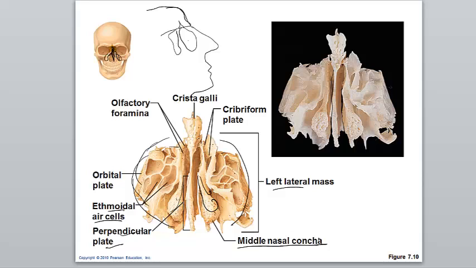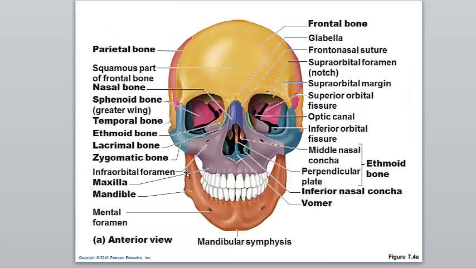You have your middle nasal conchae and you have your superior nasal conchae as well. So you have all those structures in your ethmoid bone. Let's look at them in anterior view and you'll see the same thing over here. The orange bone that you're seeing behind your nasal bone is your ethmoid bone.